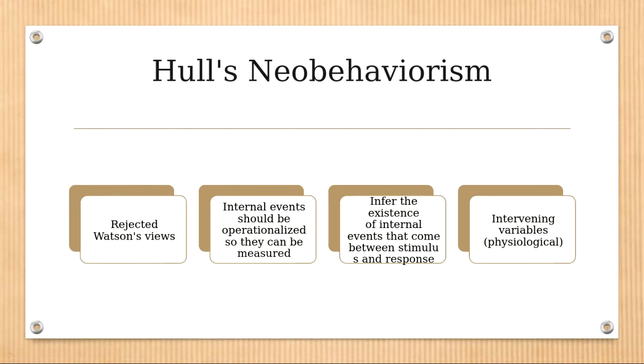For example, Watson might say you get stung by a bee, which is the environmental stimulus, and you yell, which is your behavioral response. Hull would say, no, there is an intervening variable that comes between being stung and yelling, and that intervening variable is pain. So you get stung by a bee, you feel pain, which causes you to yell.